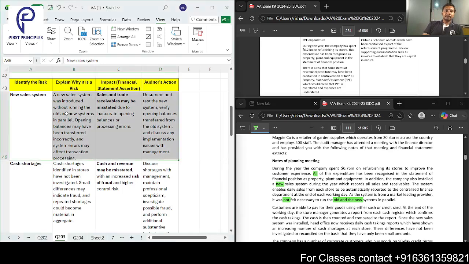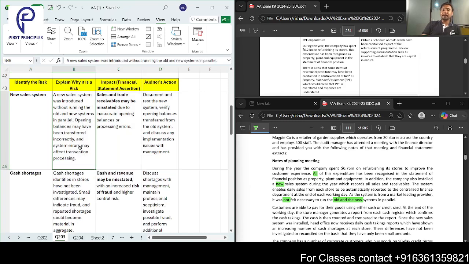So here the new sales system was introduced without running the old system parallelly. Opening balances may have transferred incorrectly. System errors could have been there. The transaction process might be affected, and the transition might not be smooth. So what you should do here is document the new system, verify the opening balances, and discuss the implementation issues, if there were any implementation issues. What is the impact here? Your sales and trade receivables may be misstated due to opening balances or processing errors.